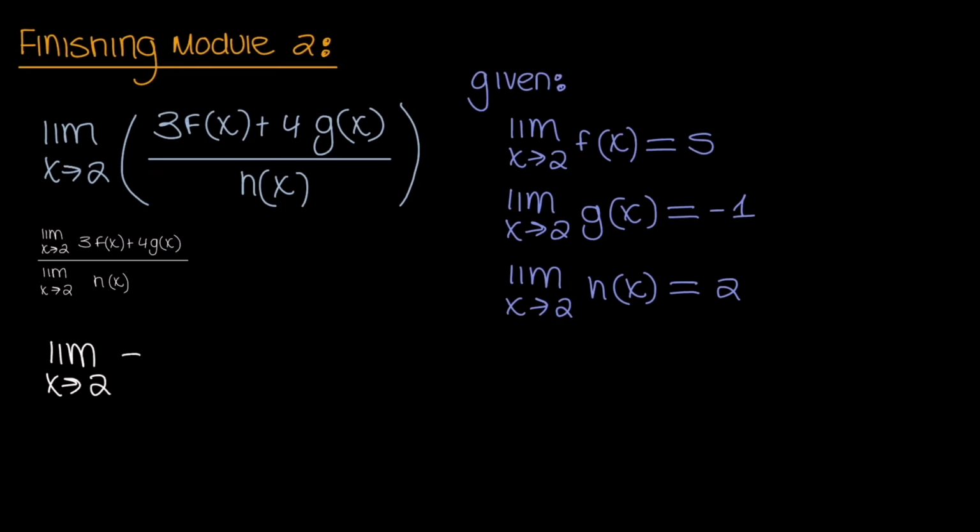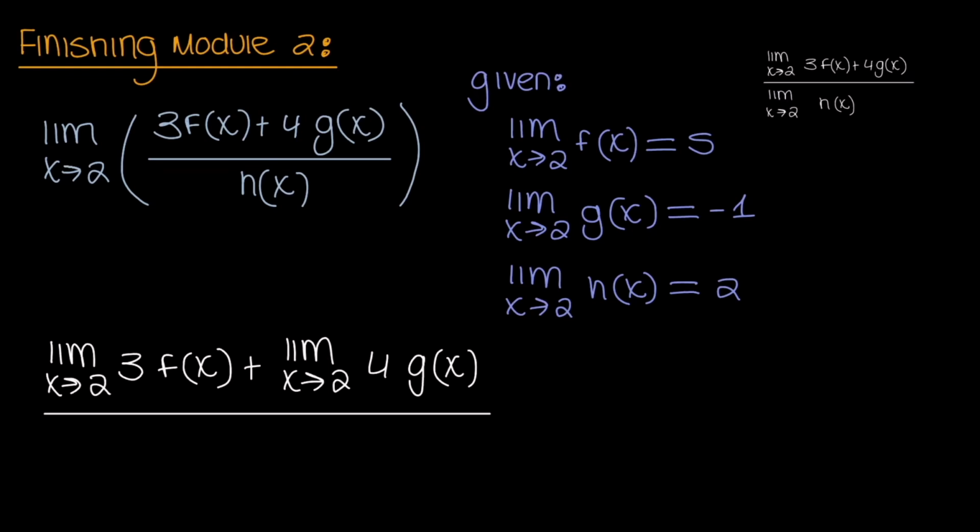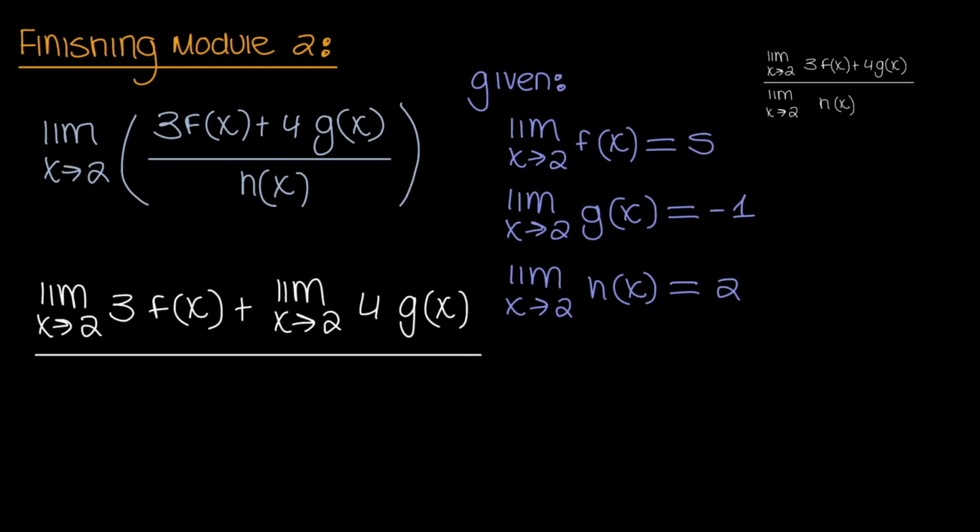of 3f(x) plus the limit as x goes to 2, wait, we need a 4 in the front. I'm going to come back to this, so we're going to continue writing it as is. Limit of 4g(x), all over, just making sure this doesn't cut off, the limit as x goes to 2 of h(x).